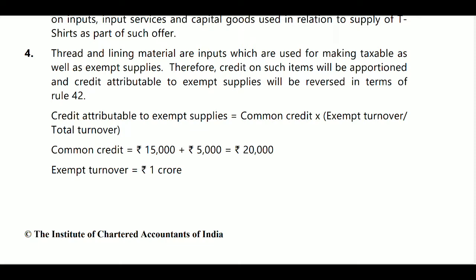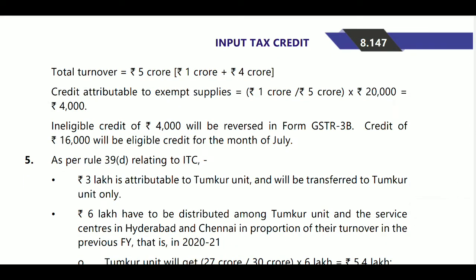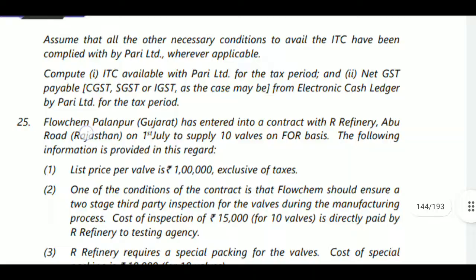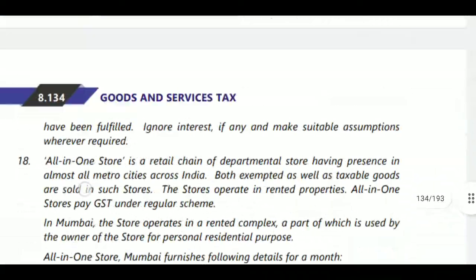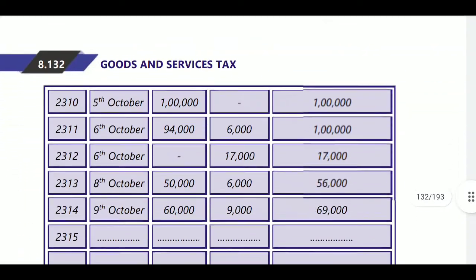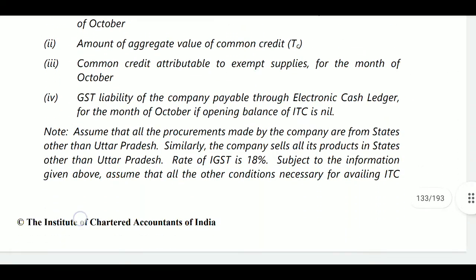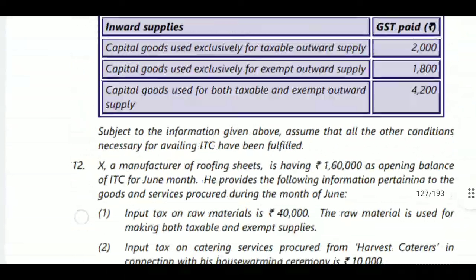Next, credit attributable to exempted turnover will be calculated based on common credit available, 20,000 into 1 by 5, that is 4,000 is ineligible ITC. This 4,000 will be reduced in the filing of form GSTR 3B. So 16,000 will be allowable as credit. In the month in which they are filing the return, they will claim only 16,000, and reversal of that 4,000 will be done by that company, because that is exempted credit.